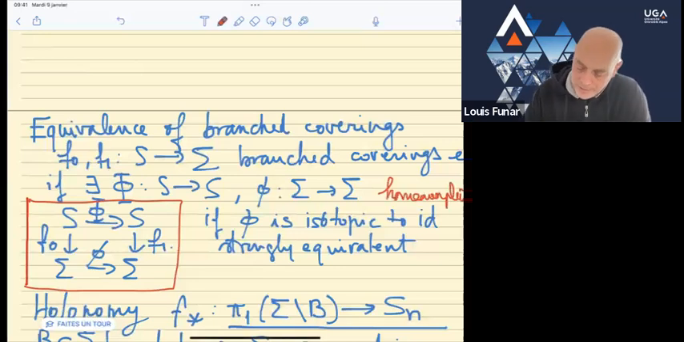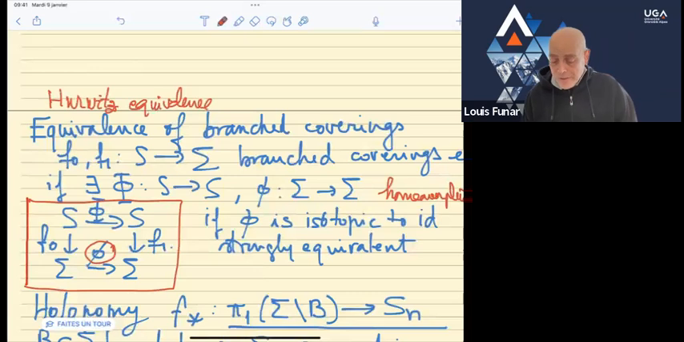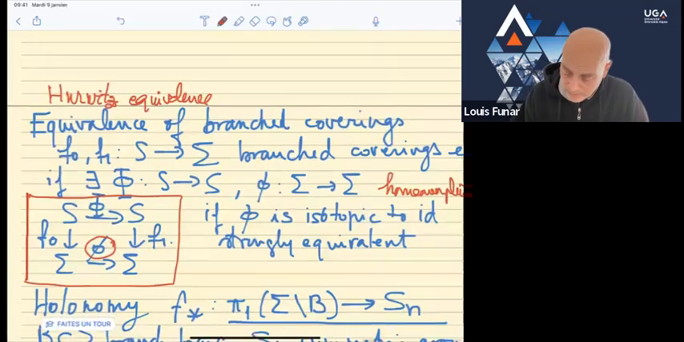And in the case when the lower homeomorphism phi is isotopic to identity, we get strongly equivalent, and if not, it's just the usual, also called Hurwitz equivalence of branch coverings. Now, in the case of surfaces and branch coverings, that's a quite classical subject.